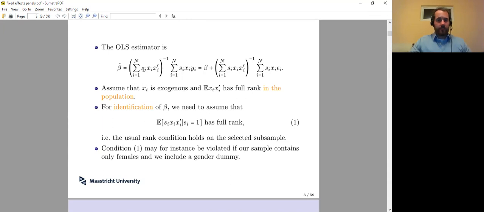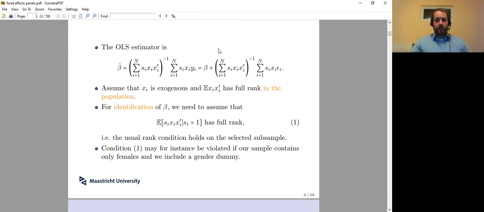It's just that now this S indicator is included because we have to make sure that we only look at the observations that are actually in our sample. So the sum goes from 1 to n, but not each of those individuals is actually observed in our sample. Now, by replacing y according to our linear model, as usual, we get that this is equal to the true parameter that we are interested in, plus a term of which we have to make sure that it is somehow zero, or converges to zero as n goes to infinity.